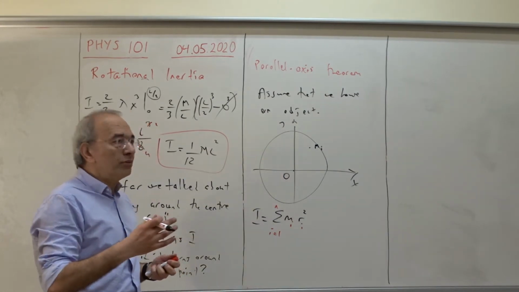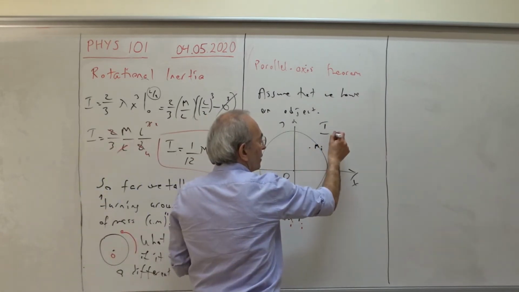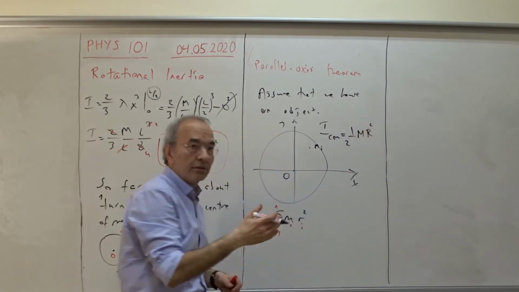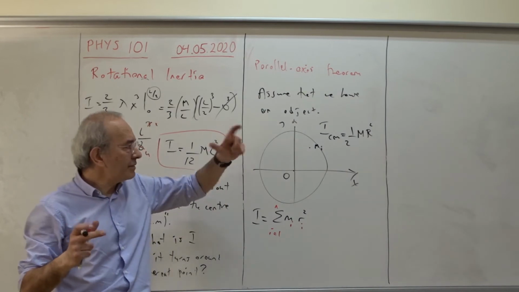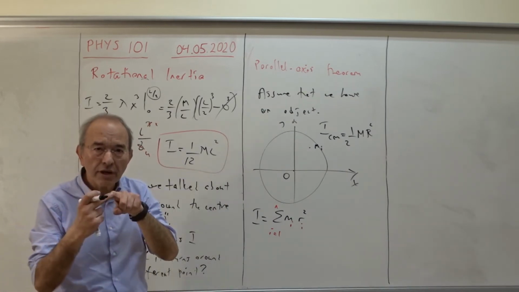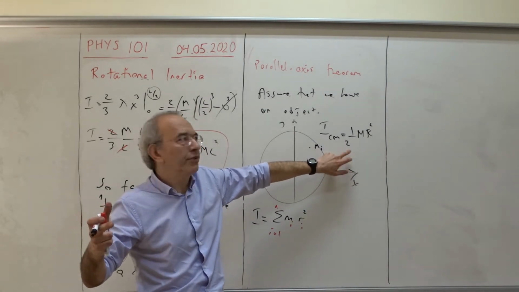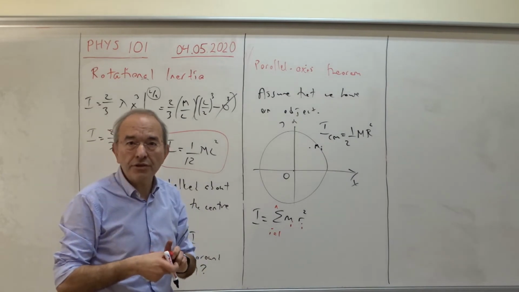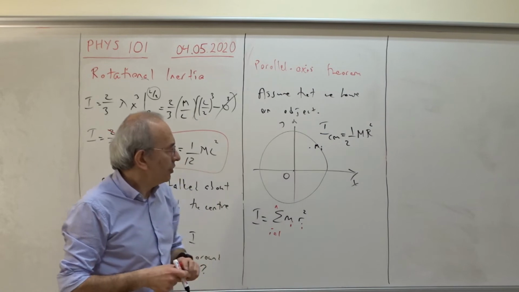Okay? Now assume that we don't want to turn this object, because we know what the result is. I, center of mass, is just 1/2 m times r squared. This is something already written for the full disk, having mass m and radius r. If it is turned around the center of mass, it shows this much rotational inertia. But now we don't want to rotate it around the center of mass, but somewhere else. For example, let's say this point or that point.